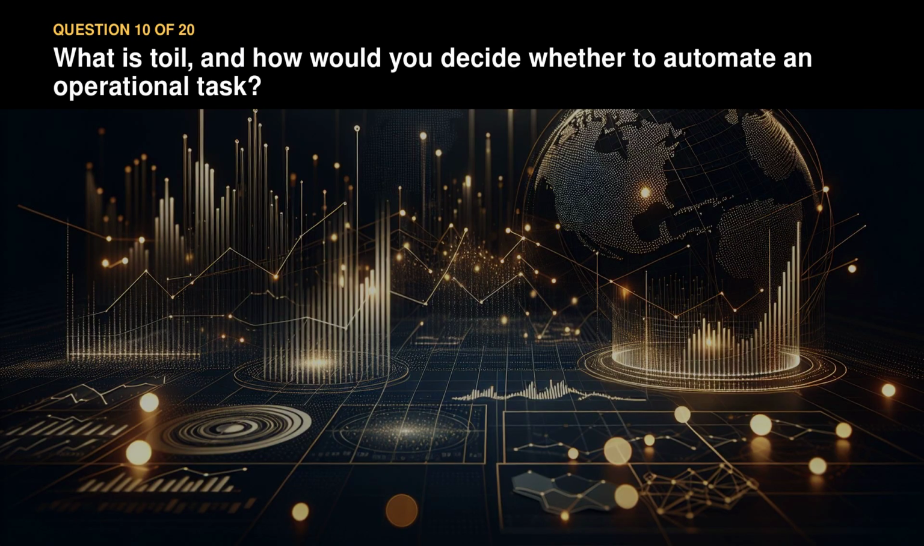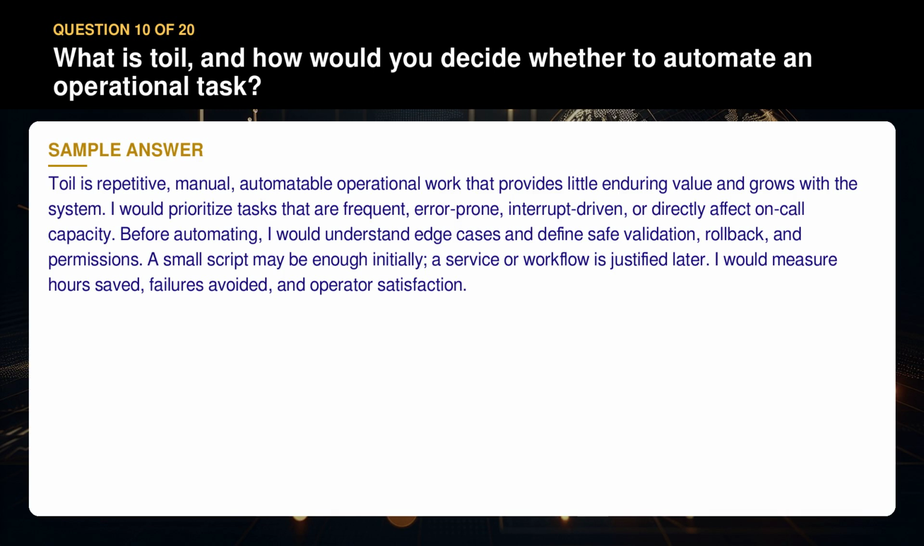Question 10. What is toil, and how would you decide whether to automate an operational task? Toil is repetitive, manual, automatable operational work that provides little enduring value and grows with the system. I would prioritize tasks that are frequent, error-prone, interrupt-driven, or directly affect on-call capacity.